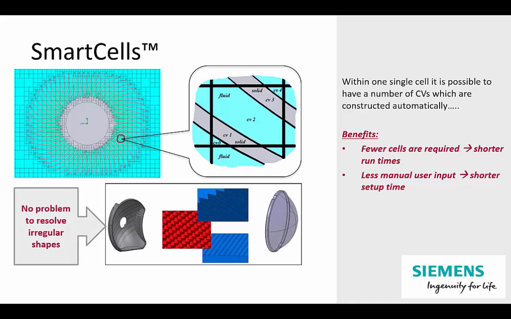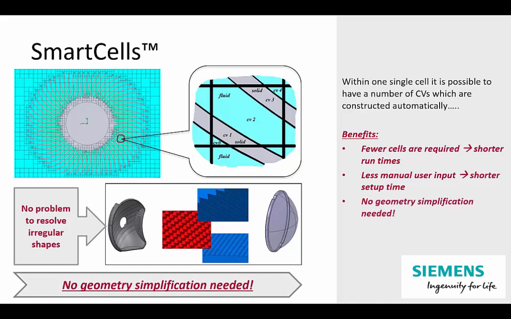Another advantage of smart cells is that we have no problem to resolve irregular shapes. So if we take a detailed look at some of the parts you might find inside an automotive headlight, we see we have these very small faceted shapes, perhaps only a few millimeters across. With traditional CFD, we'd either have to use many cells to resolve these, or we'd have to simplify the geometry. But with FlowEFD, we have no problem to resolve these shapes. So no geometry simplification is required.